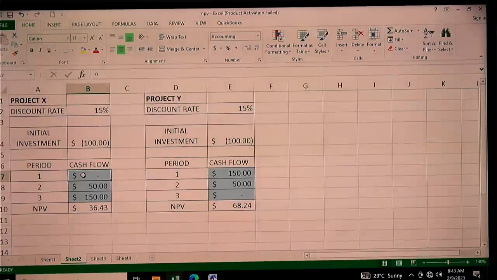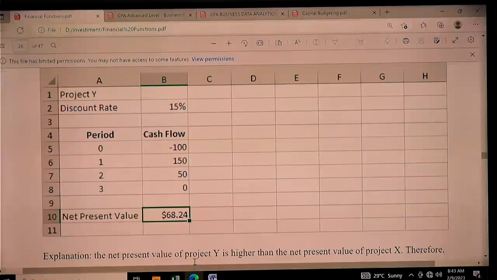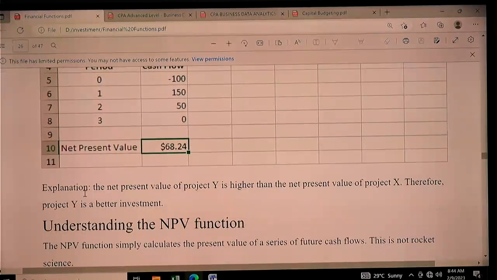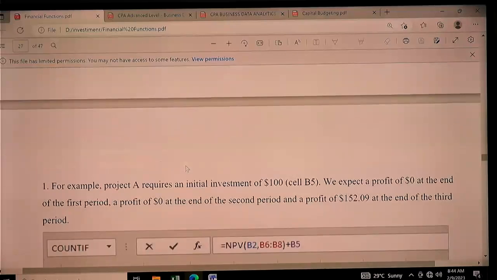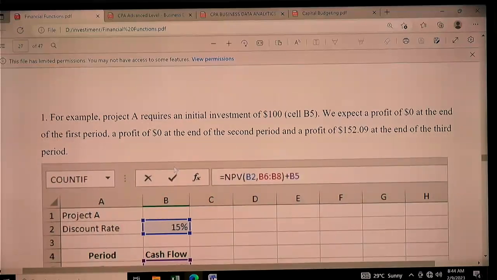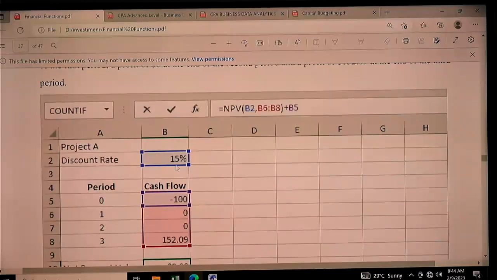Okay, so that is the net present value. The explanation of the project here: the net present value of project Y is higher than the net present value of project X. Therefore, project Y is better to invest in. Understanding the net present value function, the NPV function simply calculates the present value of a series of cash flows. This is always a very easy task, and the function helps you do it very fast. Hope we have seen this.